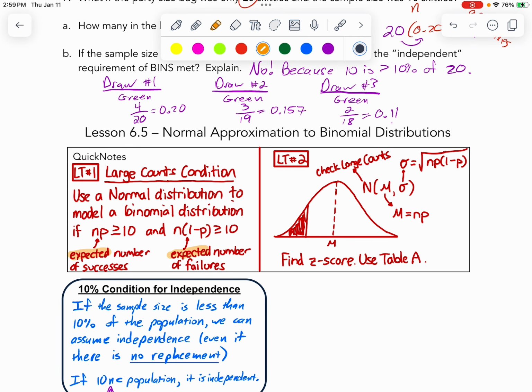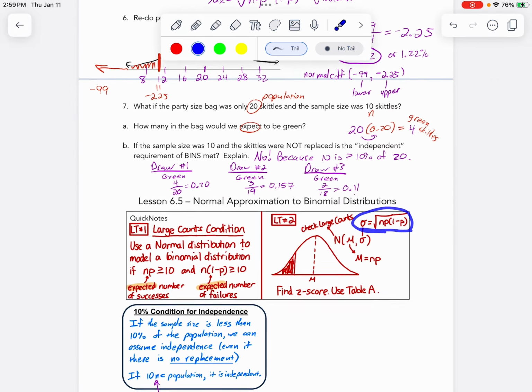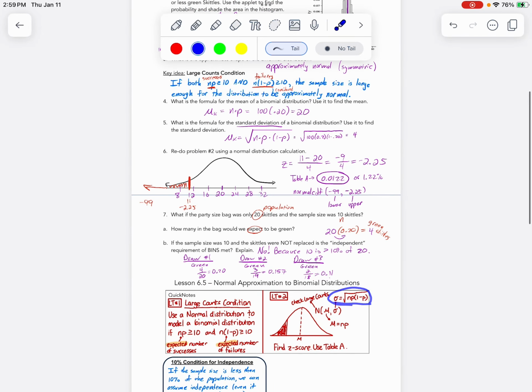And then if you can use the normal distribution, you can model it with a normal curve like we did. You can find the average, which is n times p, and the standard deviation, which is that formula, which is what we did right here, folks. We got 20, put it in the middle of the curve, got 4, and I counted up by 4s and down by 4s. I modeled it with a normal distribution. Then I found my z-score and used table A.